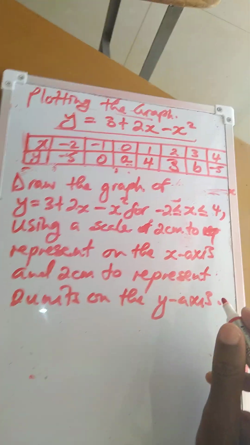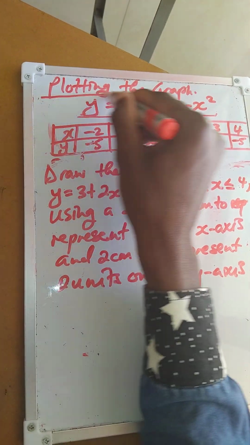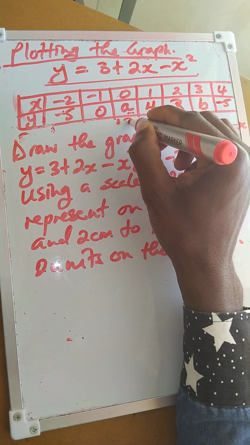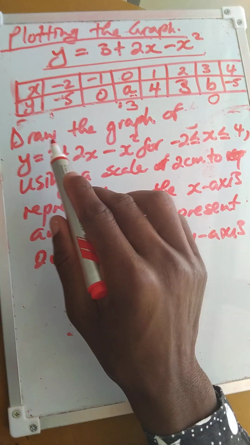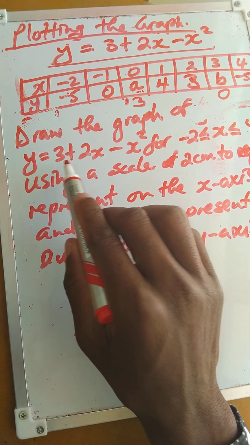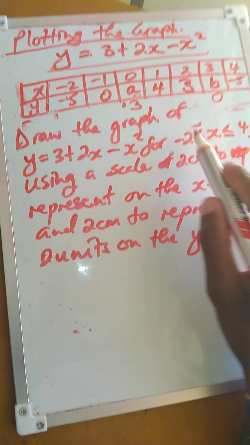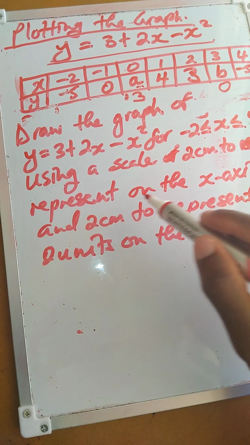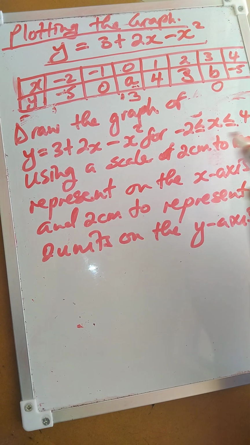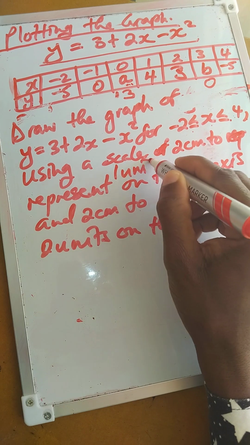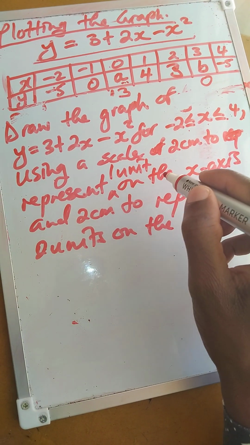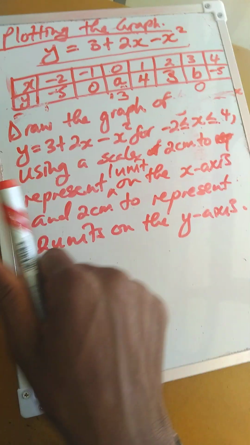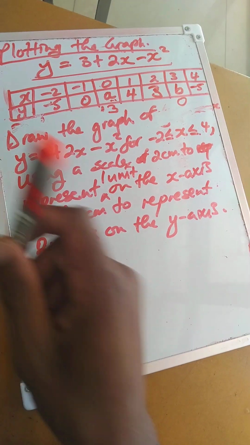Right, now let's move on to plotting the graph. Since A is 3 and B is 0, draw the graph of y = 3 + 2x - x squared for negative 2 less than or equal to x less than or equal to 4, using a scale of 2 centimeters to represent 1 unit on the x-axis, and 2 centimeters to represent 2 units on the y-axis. So how to draw the graph?